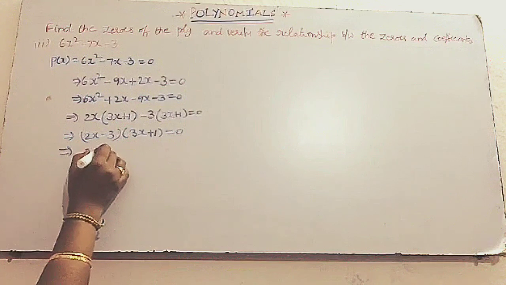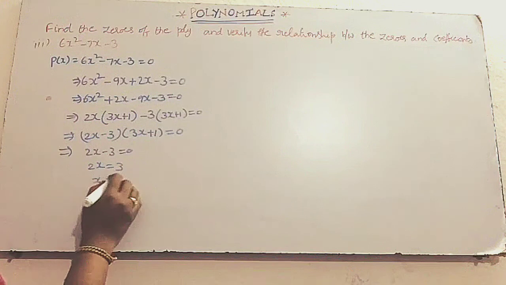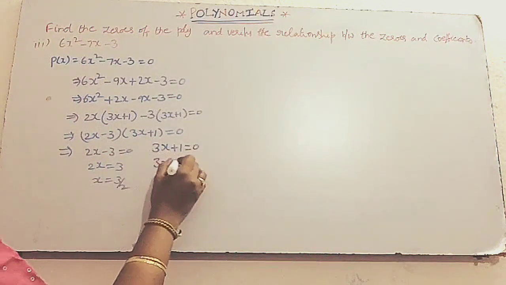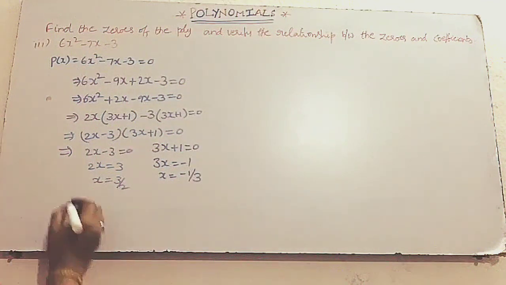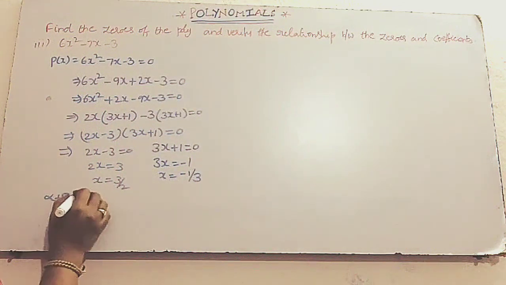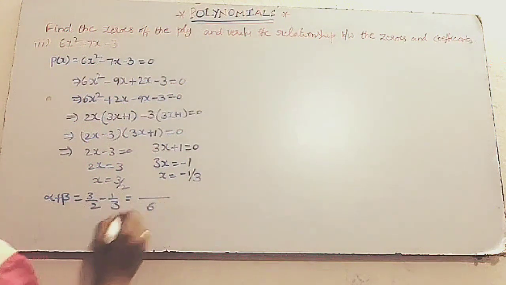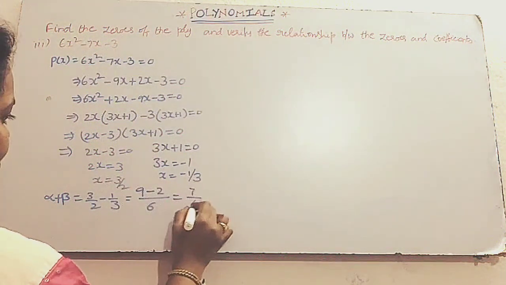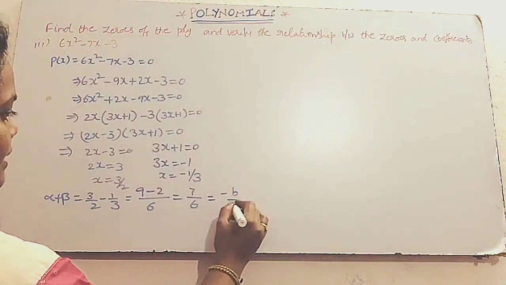That implies 2x - 3 = 0. That means 2x = 3, x = 3/2. And here 3x + 1 = 0, 3x = -1 and x = -1/3. Now sum of roots, that means alpha + beta = 3/2 - 1/3. The LCM is 6, so 9 - 2, 7/6. And here what is 7/6? That is equal to -b/a.